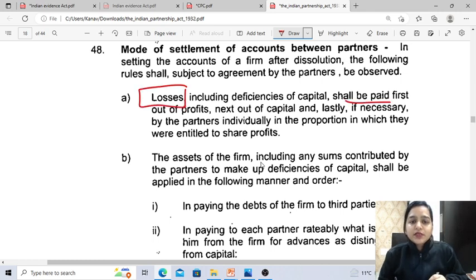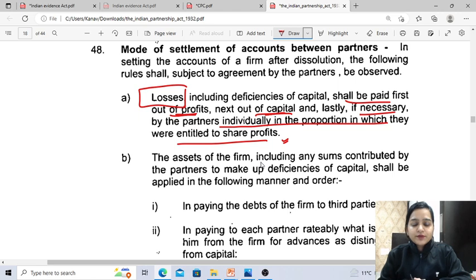Shall be paid first out of the profits. So सबसे पहले losses जो हैं किससे पे किए जाएंगे? Out of profits. Next out of the capital and lastly अगर जरूरत पड़ी then by the partners individually in the proportion in which they were entitled to share profits.